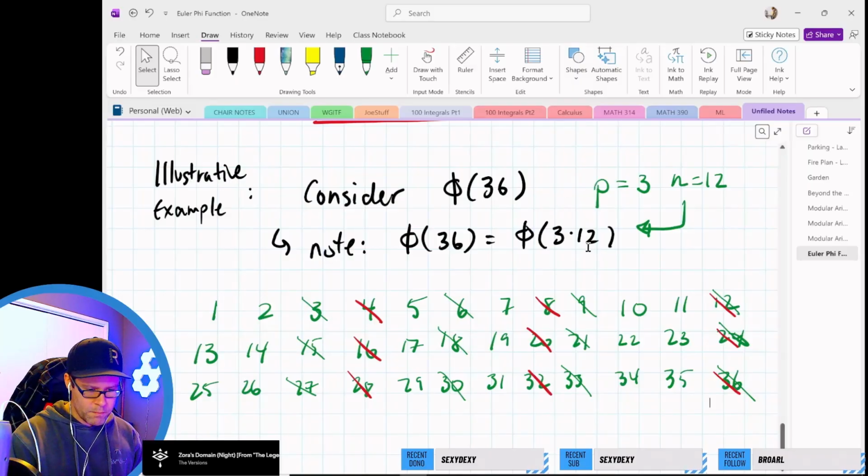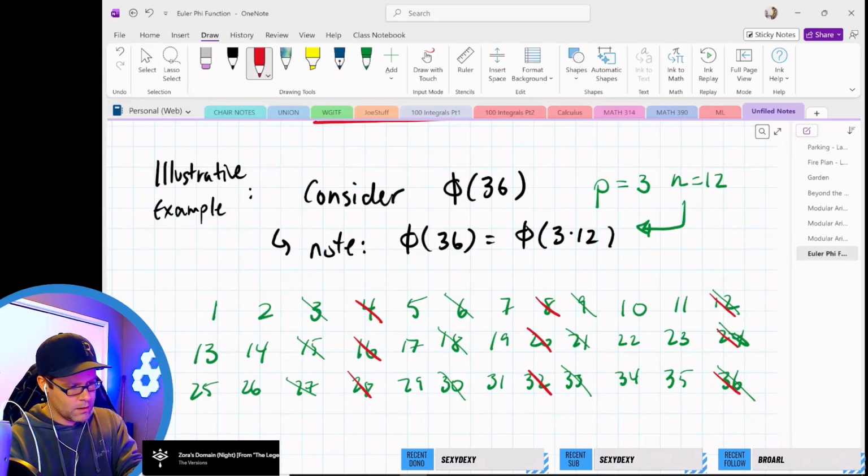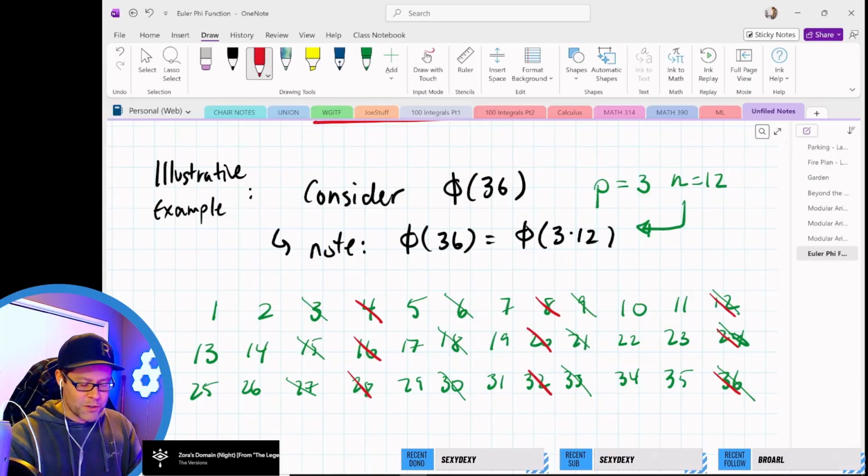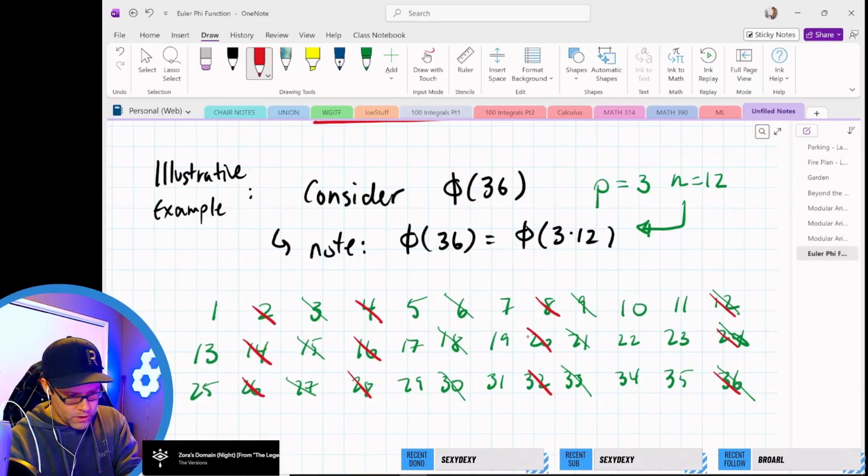What else am I missing? Oh, it's not just 4. Sorry, there's a factor of 2 in here. It's a factor of 2, not a factor of 4. So I should actually be removing the even values here. So 2s, 4s, so these would also get removed. There, and then these here.